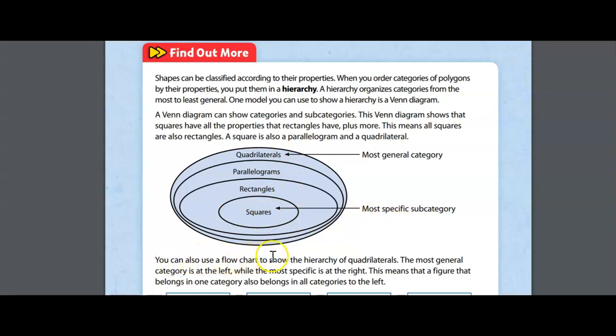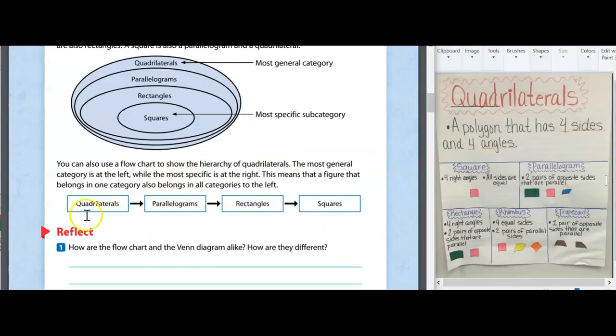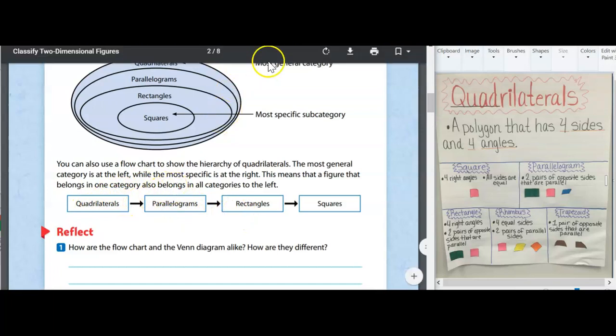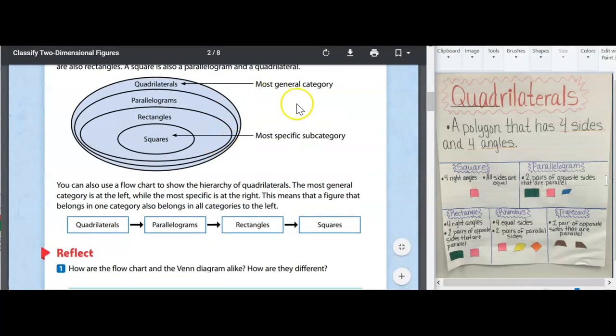You can also use a flow chart to show the hierarchy of quadrilaterals. The most general category is at the left, while the most specific is at the right. This means that a figure that belongs in one category also belongs in all categories to the left. Let's take a look. All right, so let's look at the flow chart below. It shows that the most general category, which is the quadrilaterals, will be to the far left. So quadrilaterals is to the far left.